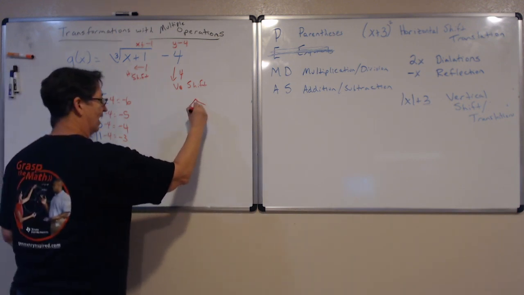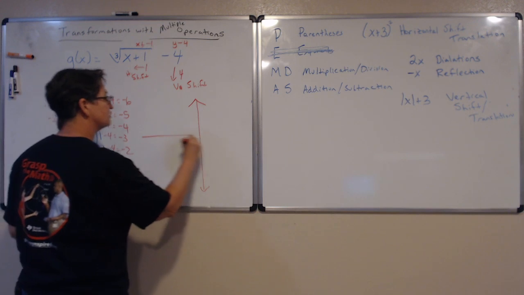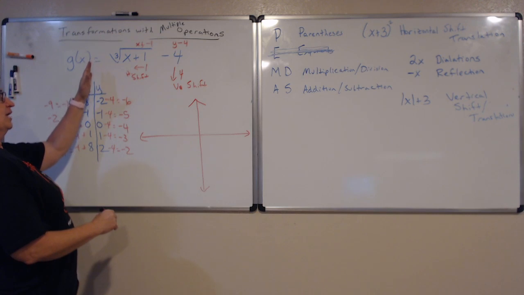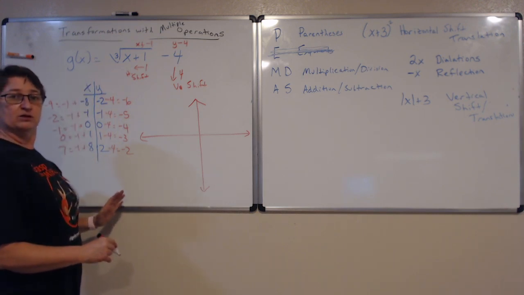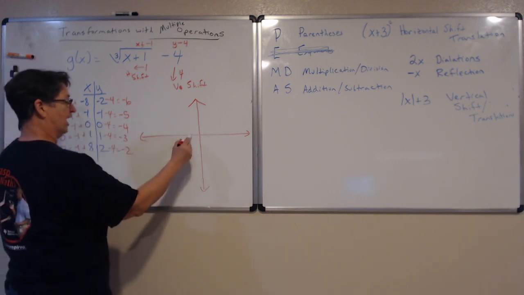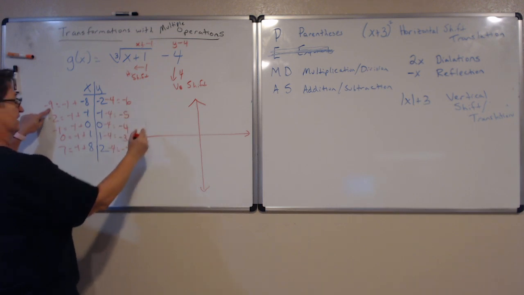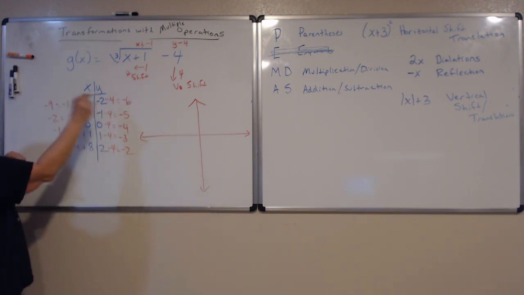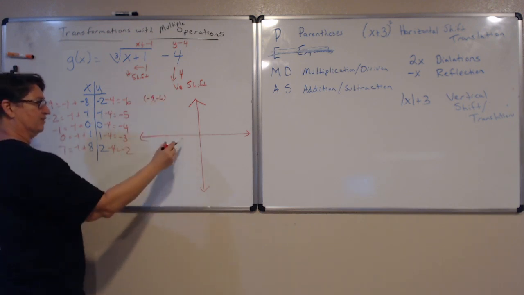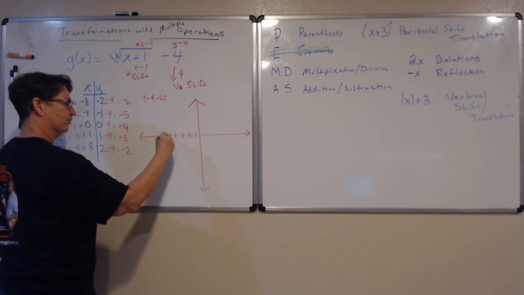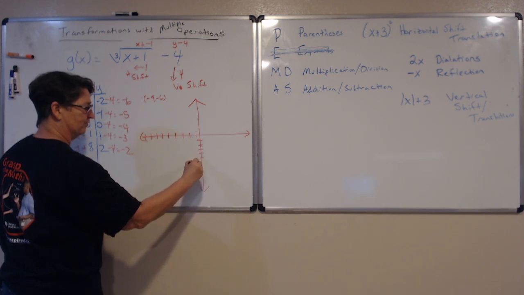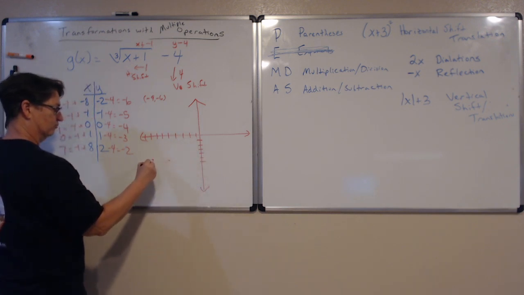So now let me just graph it. What we're expecting to happen is it should move to the left and move down 4. So over 9, negative 6 should be a point. This is a point at negative 9, negative 6. So let's see if I can get there. 1, 2, 3, 4, 5, 6, 7, 8, 9. 1, 2, 3, 4, 5, 6. Boom.